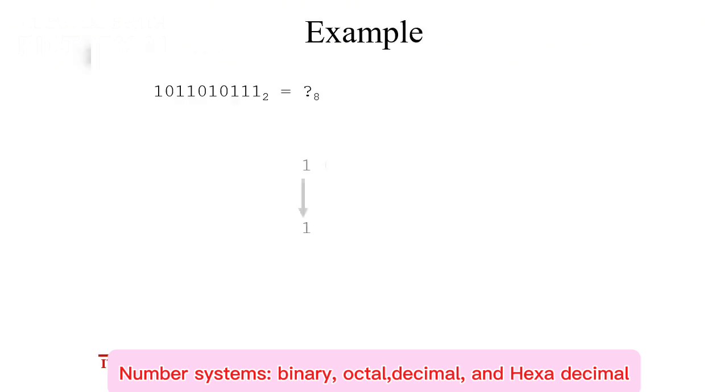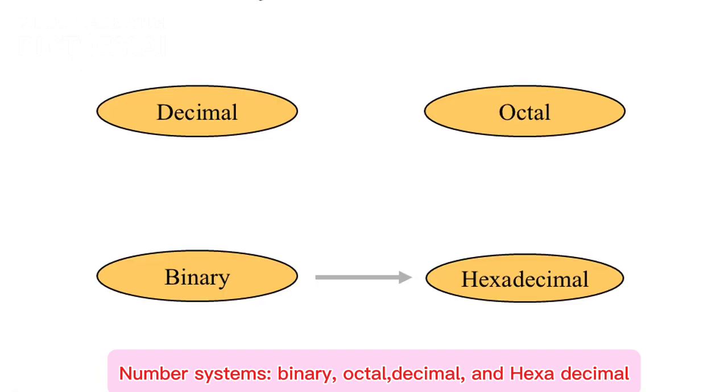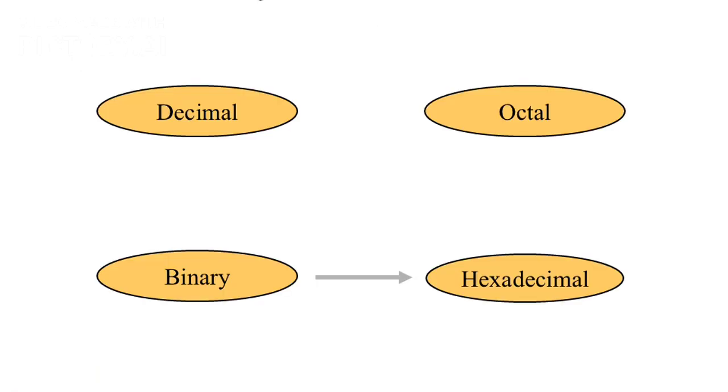For instance, converting 101,101,011 in binary to octal involves grouping the bits and converting each group, resulting in the octal number 1327. Now, let's move on to converting binary numbers to hexadecimal.